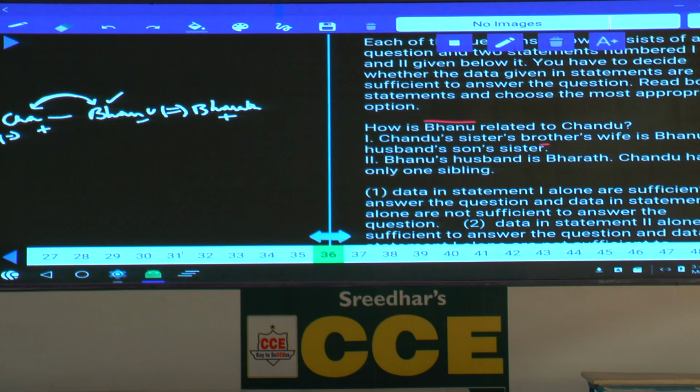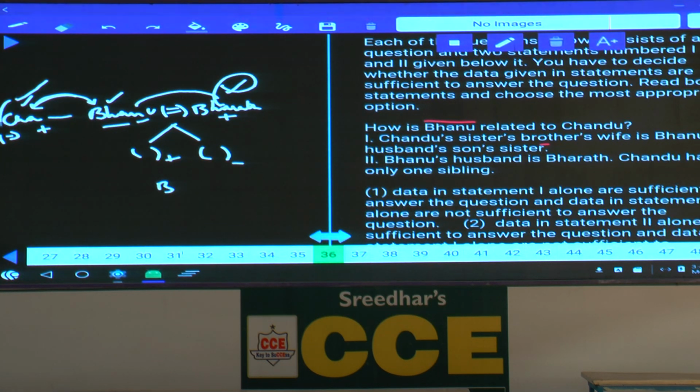Now brother's wife, that means Chandu's wife is Banu. Banu's husband's son's sister. Are you getting any answer to this one? Chandu's sister is Banu, and Chandu's sister's brother is Chandu, and brother's wife, who is this person? Brother's wife, that means Chandu's wife is Banu's son. Hence here we are getting two different possibilities, isn't it?